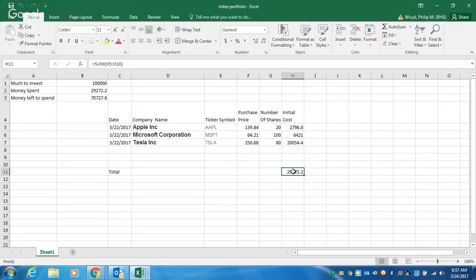So today what we're going to do is we're going to go ahead and update and see how our stocks have done since we last did this, which was 2 days ago. And then we are going to go over some formatting of the cells in Excel.